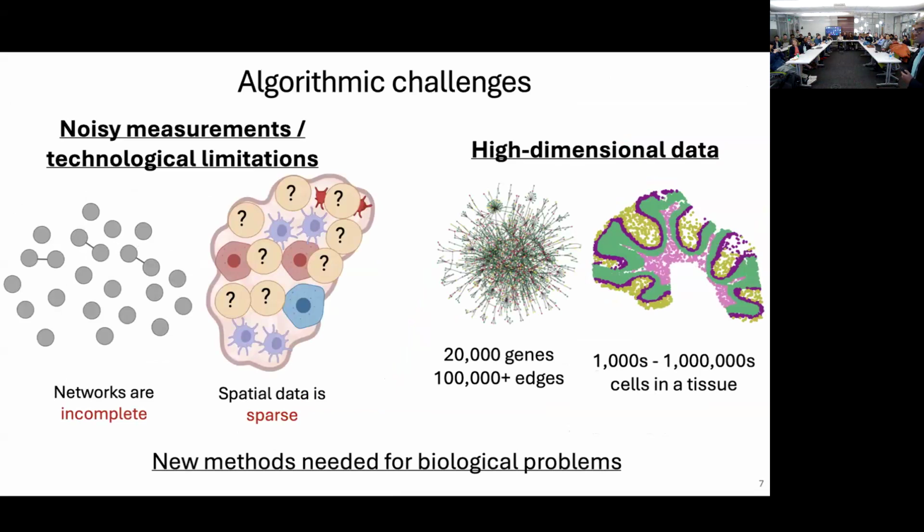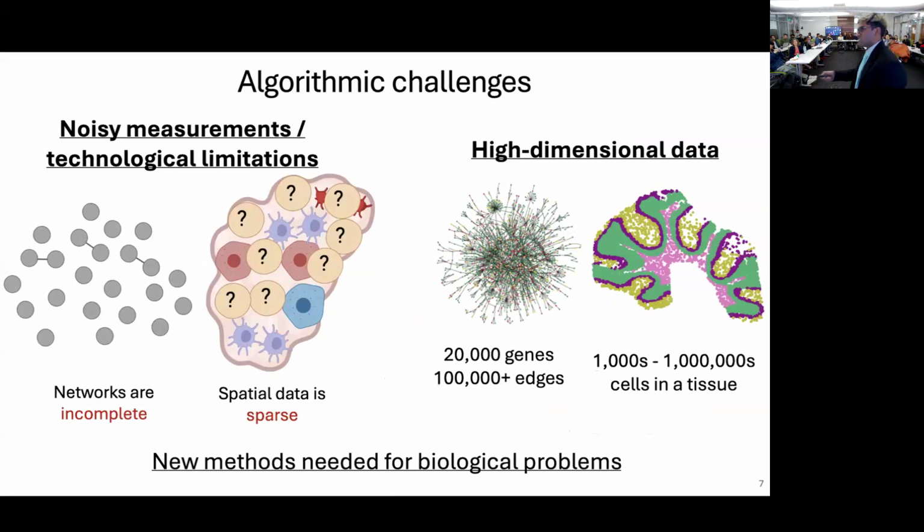There are many algorithmic challenges in doing this work. Many of our biological measurements tend to be very noisy or limited. For example, our knowledge of interactions between genes and proteins, the interaction networks, are often incomplete or just unknown. And for the way that we measure cellular interactions, we often get very sparse data. So it can be very hard to even determine which cells are interacting with each other.